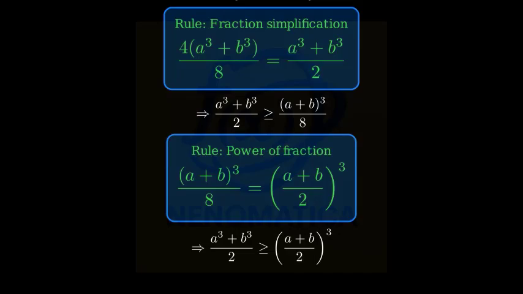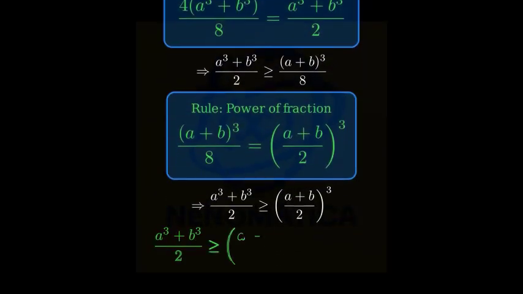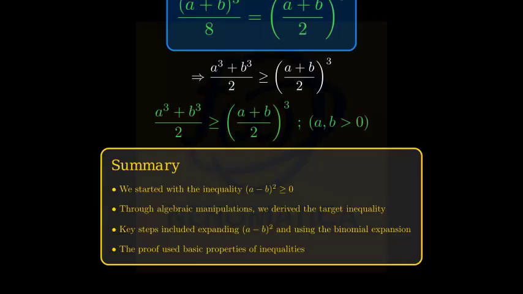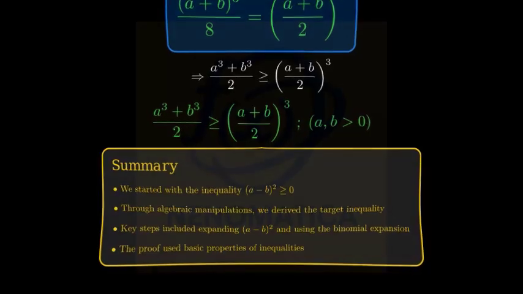And with that, we've proved the inequality that (a cubed plus b cubed) over 2 is greater than or equal to the quantity (a plus b) over 2, cubed, for any positive values of a and b.